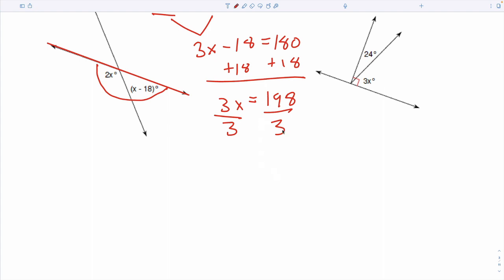Claire? X would equal 66. Be careful. Does x equal 66 degrees? Why not? Get ready to turn and talk. If I put 66 right here, would it be 66 degrees? Turn and talk to your partner. 30 seconds, go. X equals 66, so it would be 66 minus 18.